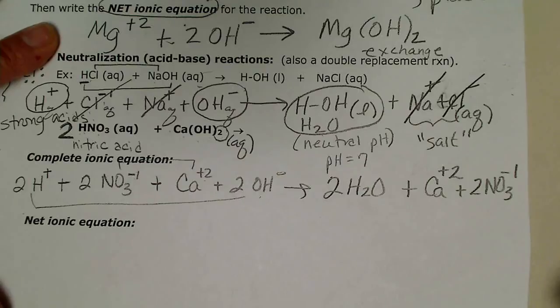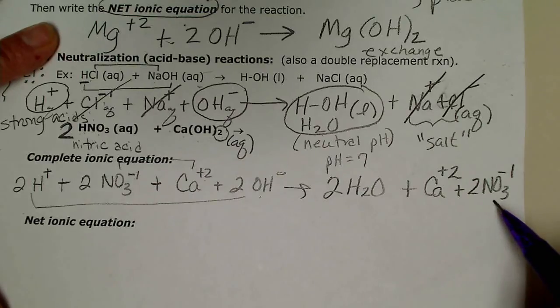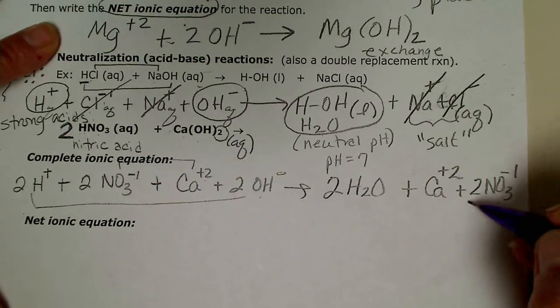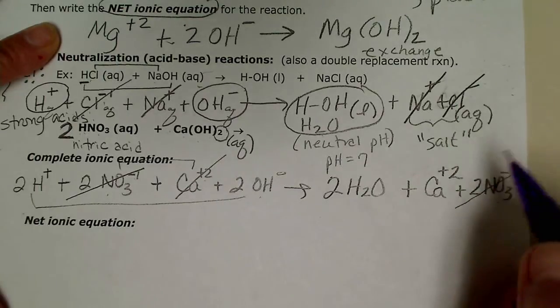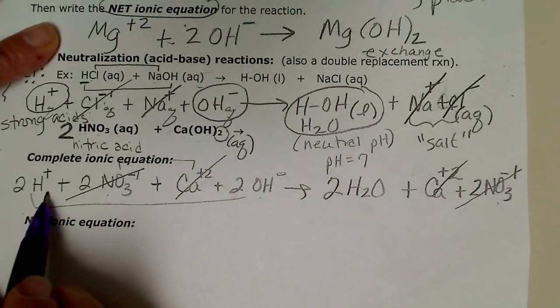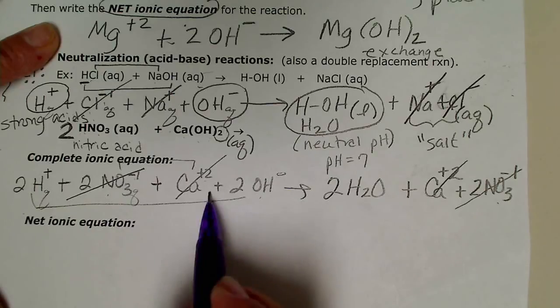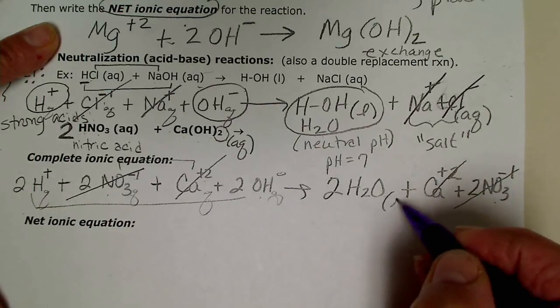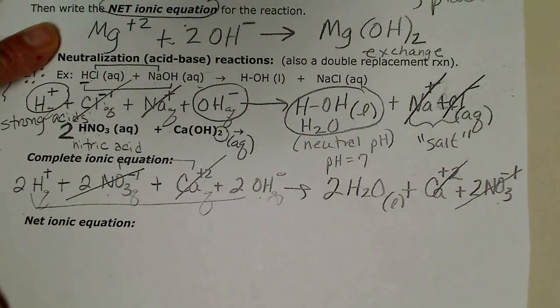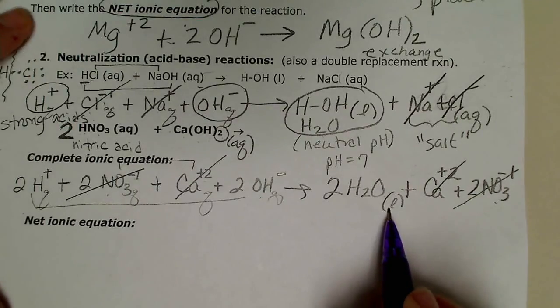So nitrate is a fabulous spectator ion. That means it doesn't do anything. So we cross out the 2 nitrates that show up on both sides of the equation, and the calcium stays dissolved. And again, I'm being lazy. I should write AQ under every one of these species. Water is a pure liquid, so we don't write AQ after water.